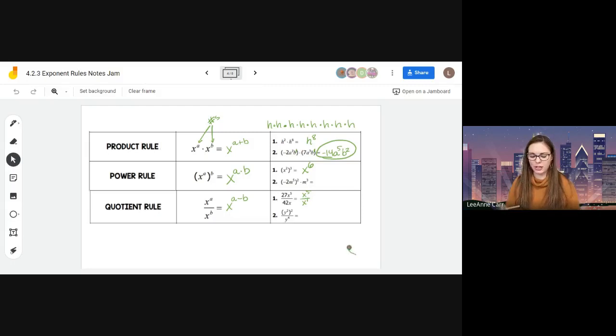Okay, so now just looking at this part, Soraya, what would my new exponent be if I were to use my quotient rule here? So using this rule, what would my new exponent be?